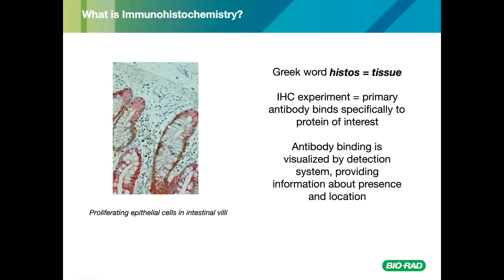What is immunohistochemistry? The word histo comes from the Greek term histos, meaning tissue. In an immunohistochemistry or IHC experiment, a primary antibody binds specifically to a protein of interest present in a tissue. The antibody binding is then visualized by a detection system, which provides information about if and where the protein is present in the tissue. IHC is a common method in diagnostics to determine morphological abnormalities and the presence of biomarkers indicative of certain diseases such as cancer. An example of an IHC staining of proliferating epithelial cells in villi with rabbit anti-MCM2 and mouse anti-cytokeratin 18 antibodies is shown here on the left.